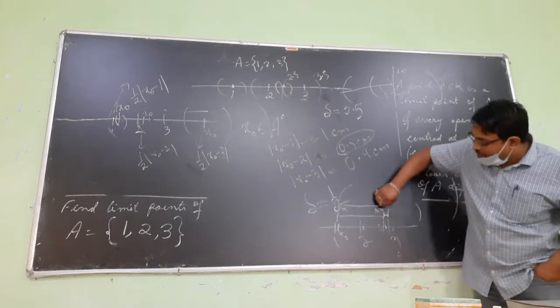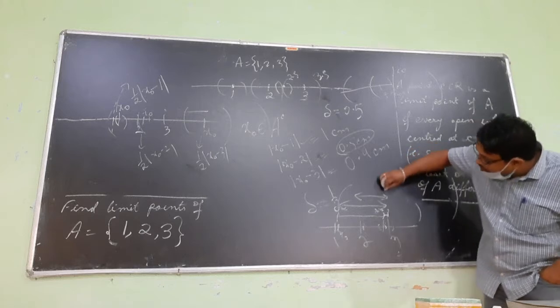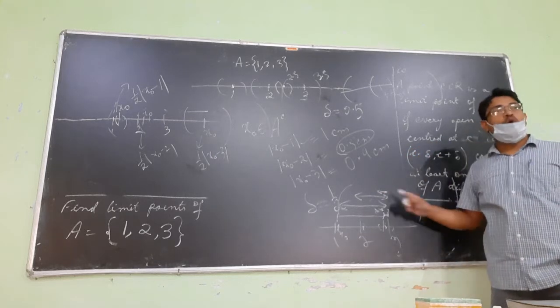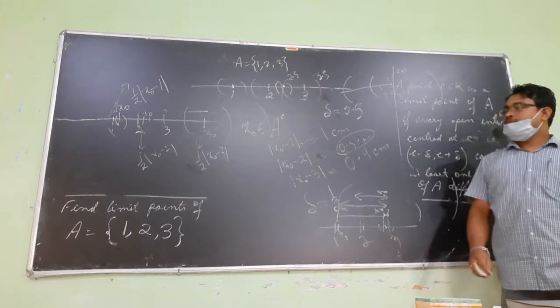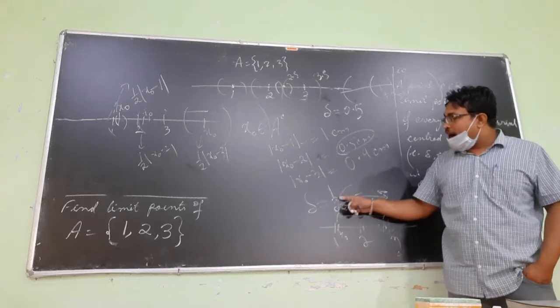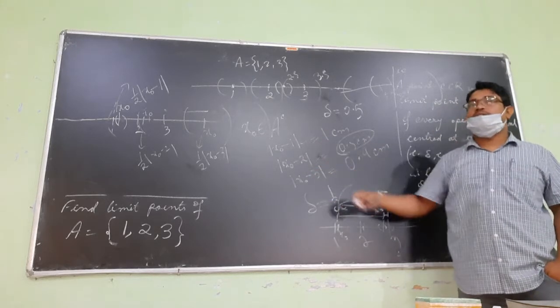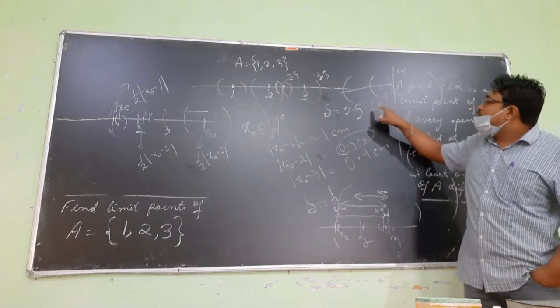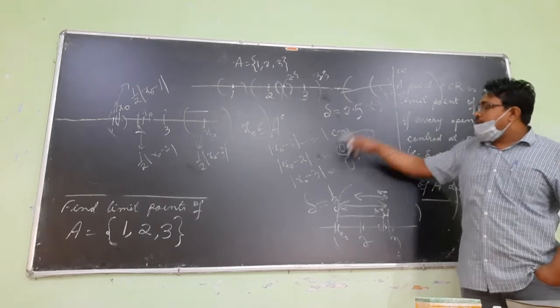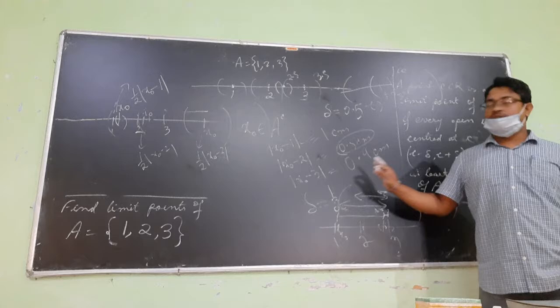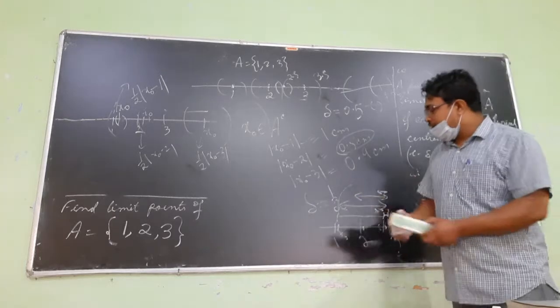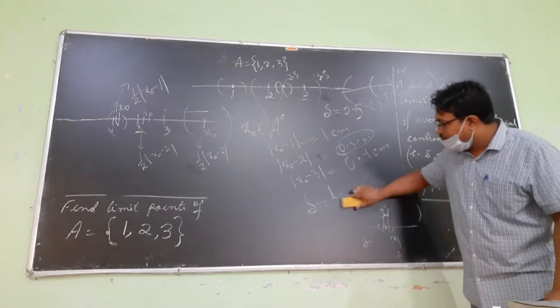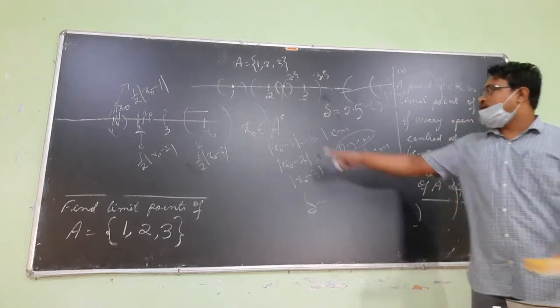I did not select this one, nor this one. I select this one, the smallest minimum. If I take delta to be half of the minimum of all these, then whatever open square I draw will never contain the other ones. That is the thing. I have to take delta to be half of the minimum of all these distances. I don't know what these distances are.